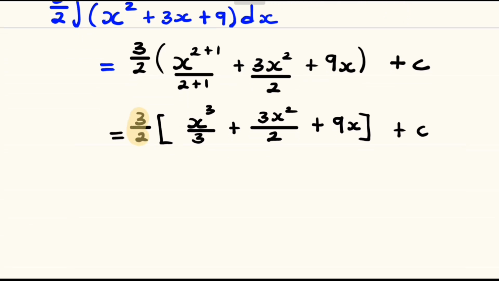If you like, you can distribute the 3 divided by 2, but I'm just gonna leave my answer here.